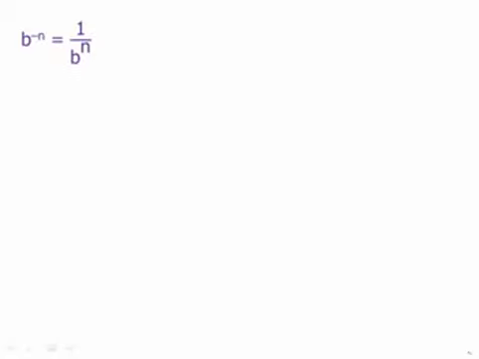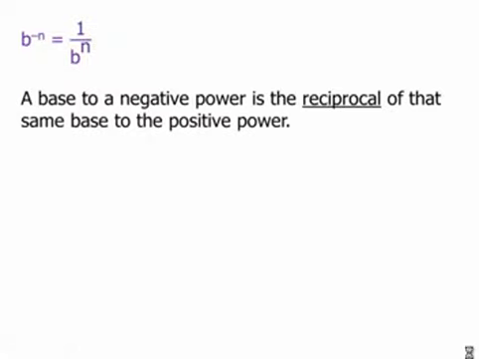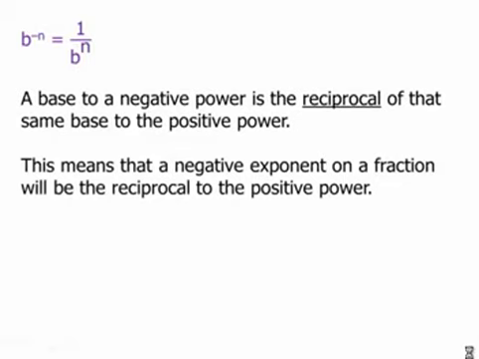So the rule, of course, is b to the -n equals 1 over b to the n. Another way to say this is a base to a negative power is the reciprocal of that same base to the positive power. This means that a negative exponent on a fraction will be the reciprocal to the positive power. So if I have the fraction p over q to the -n, that will equal q over p to the positive n. That's a really handy shortcut to know on the test.